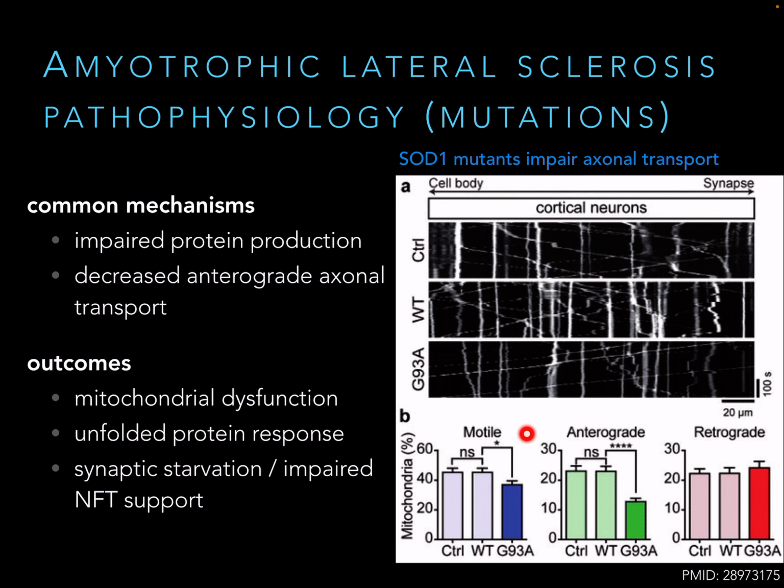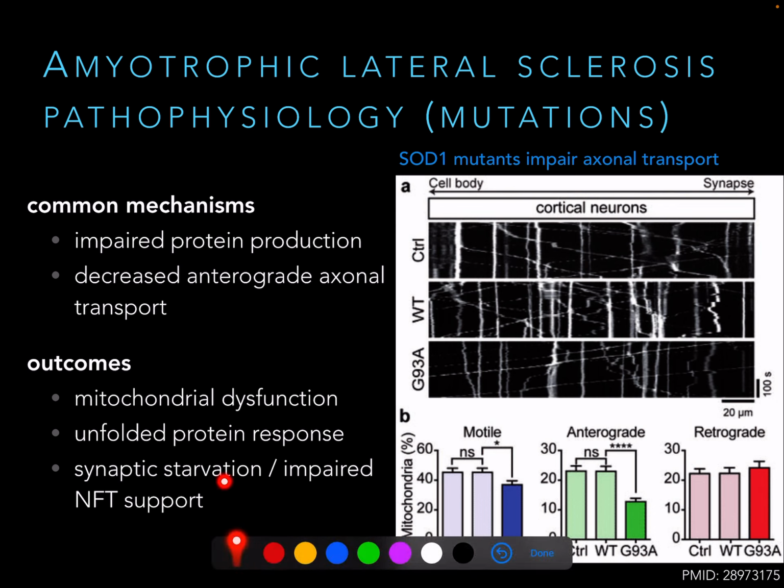So how many mitochondria were moving? If I give you some more SOD1, it doesn't change. If I give you the mutant SOD1, fewer of them are moving. And in particular, we see fewer of them moving in the anterograde direction. Again, synaptic starvation. And if we're also not moving our neurotrophin receptors down the axon, we're going to have impaired neurotrophic support. That's clearly not a good thing.